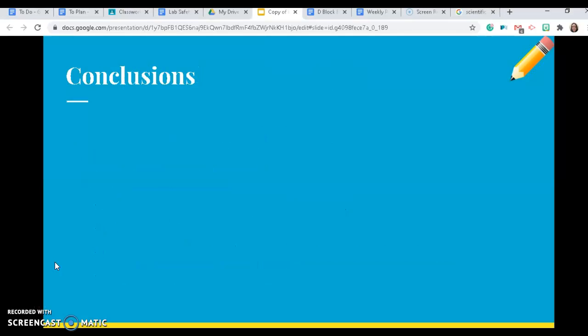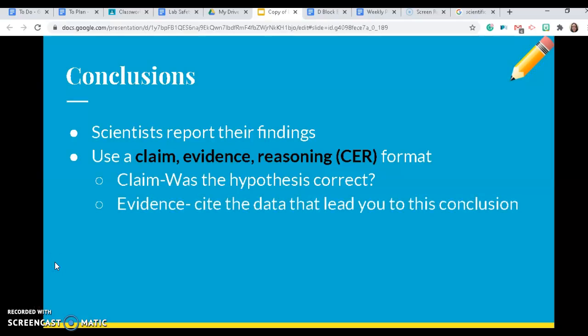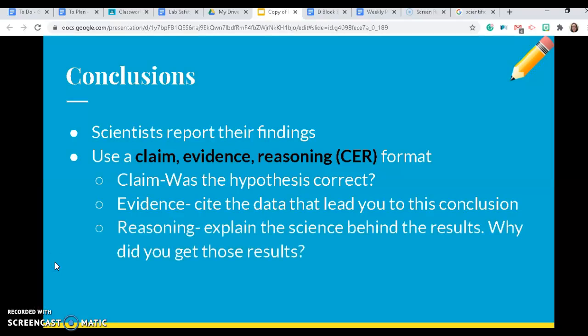And finally, our conclusions. Scientists are going to report their findings, and they use claim, evidence, reasoning in order to do that. And we will have practice writing claim evidence reasoning lab analyses throughout the year. The claim basically answers the question, was the hypothesis correct? Evidence cites the data that leads you to this conclusion, and then reasoning explains the science behind the results. And it explains why you got the results that you did.